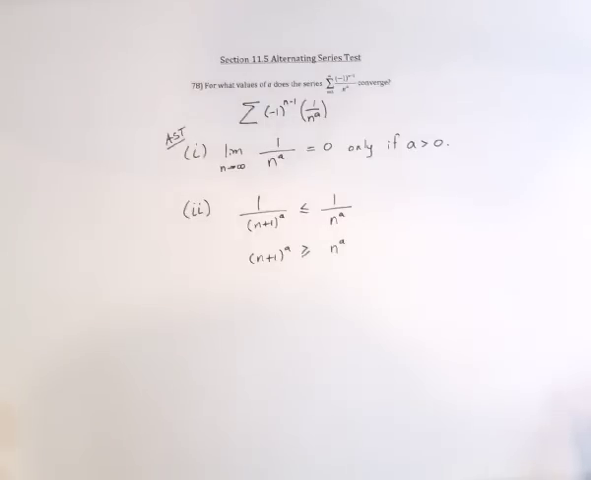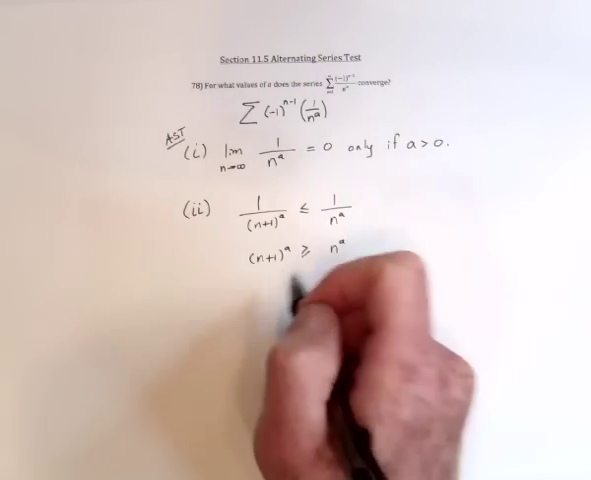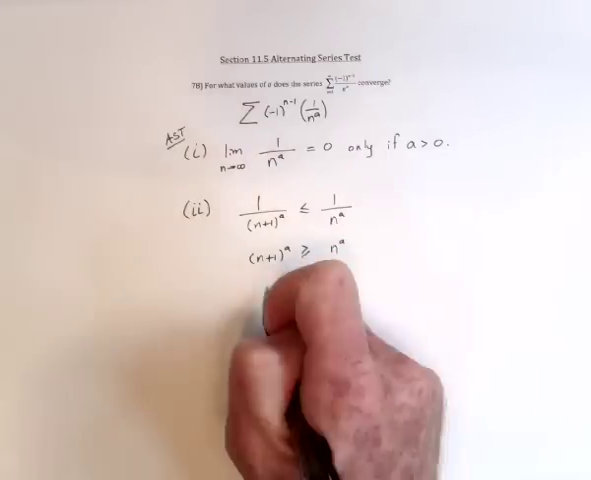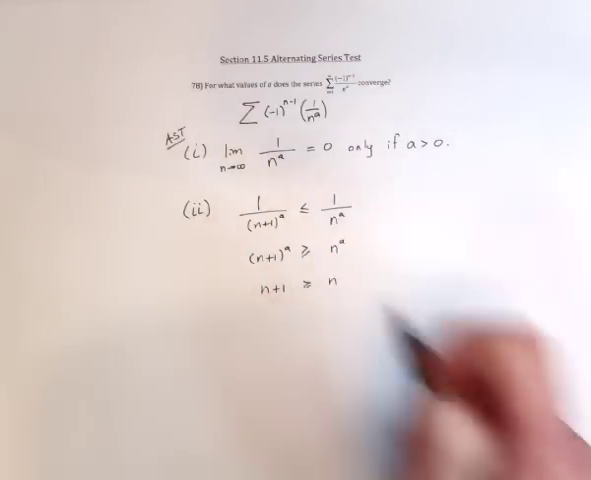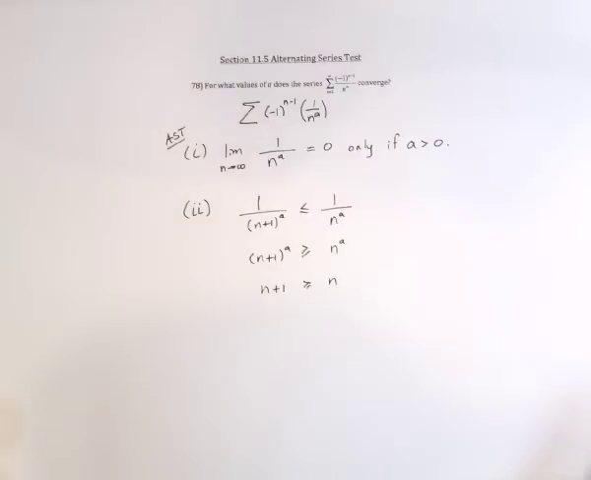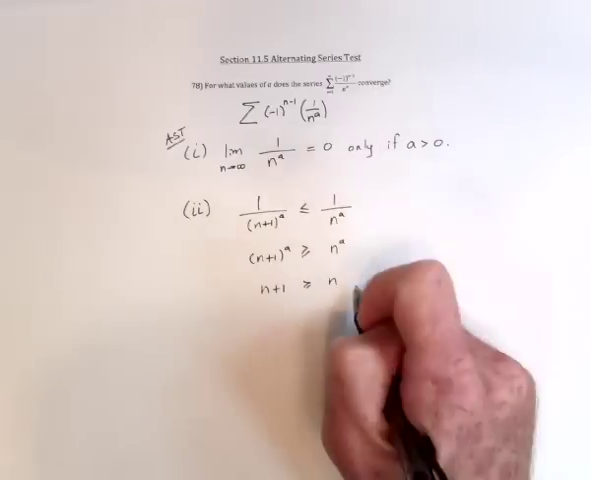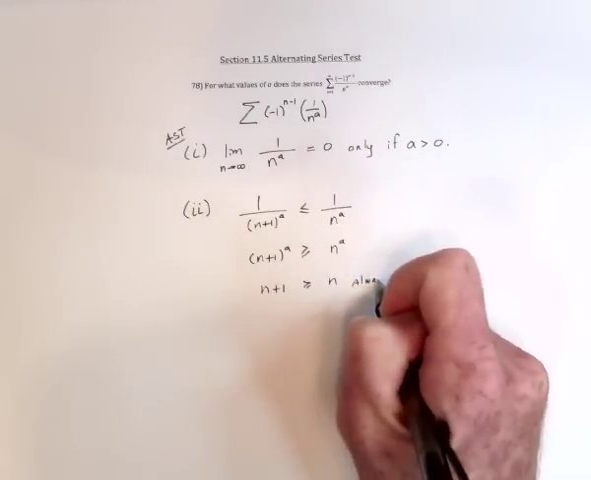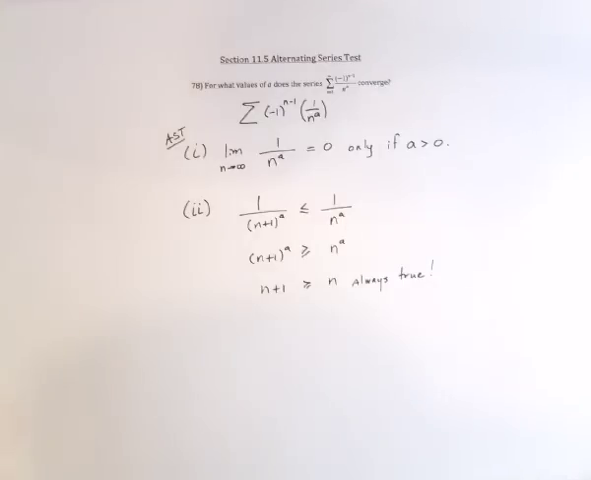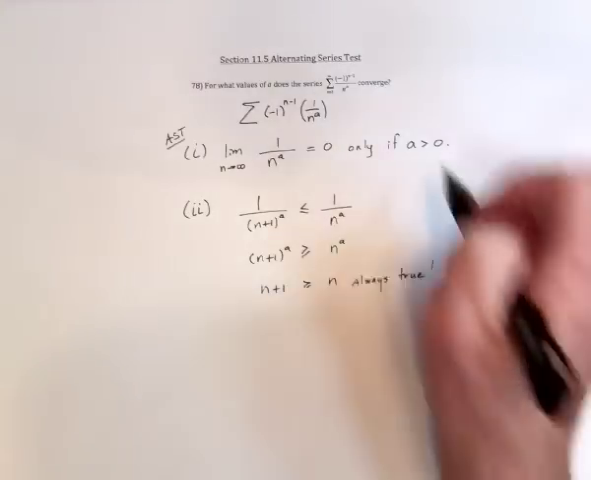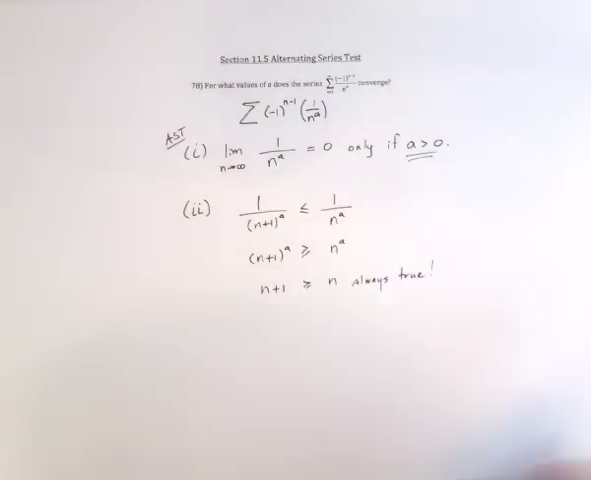You could even take the a root. It's not easy to say, the ath root. It almost sounds like I'm saying eighth, but the ath root of both sides. And then, when is n plus 1 bigger than n? Well, if you add 1 to something, that makes it bigger. So that's always true, and so it passes that. So the real restriction is that a has to be positive.